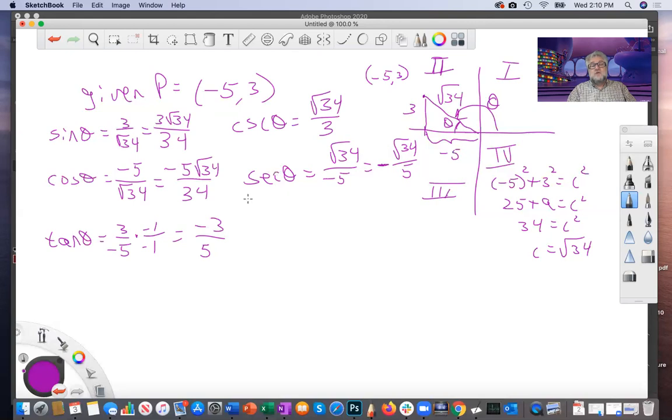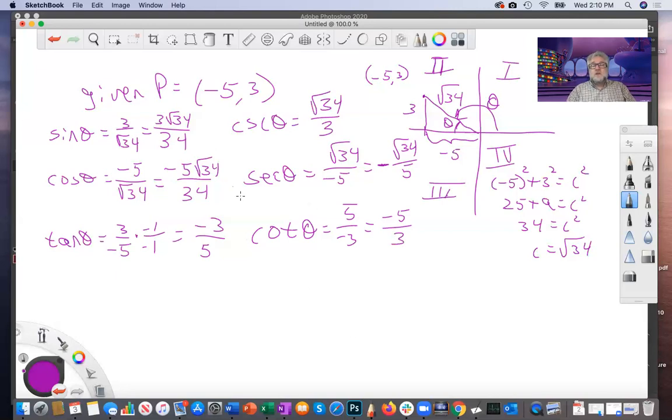You do you. Okay, cotangent is 1 over this, so that'd be 5 over negative 3, so negative 5/3. See how it almost looks like a divisor sign? That's why I don't like doing that. There you go. I'd rather do that.